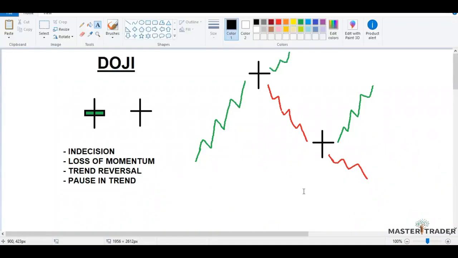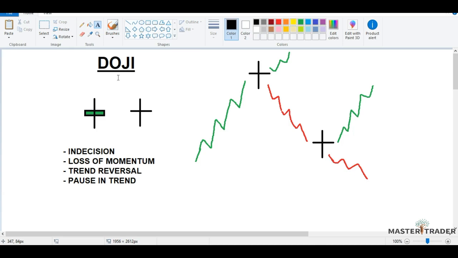All right, so our first candlestick pattern is called the doji. Let's go over this candlestick pattern because it's one of the most commonly used ones and it's also one of the most famous ones. I'm sure you might have heard of this. If not, then let's go over it.